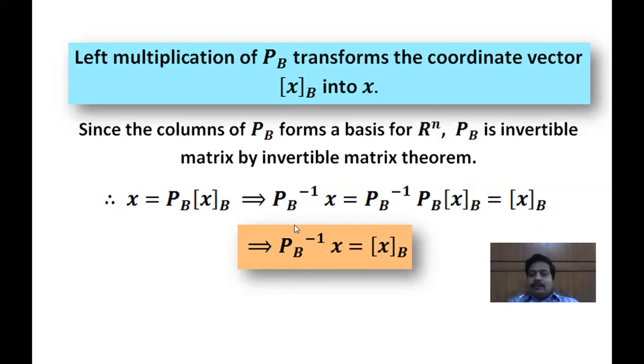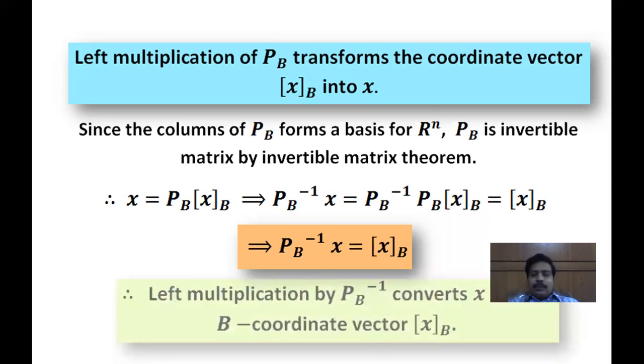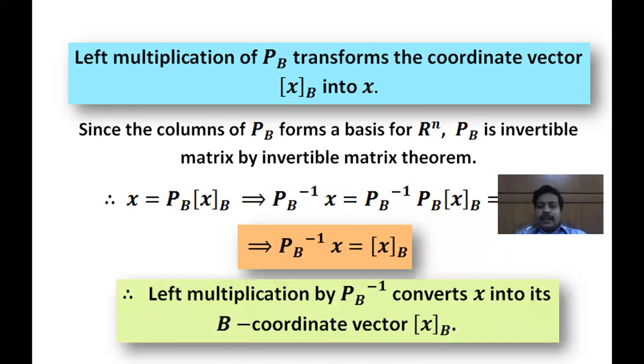So if PB is given and x is given, to find xB, you have to find the inverse of PB and left multiply it with x, so that you can get xB. This is another way of getting the coordinates of x with respect to basis B. So left multiplication by PB inverse converts x into its B coordinates, its B coordinate vector xB.